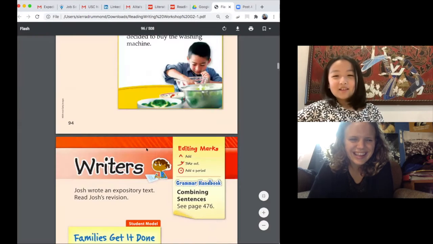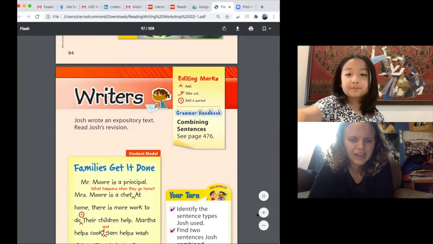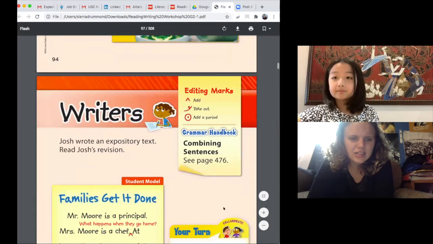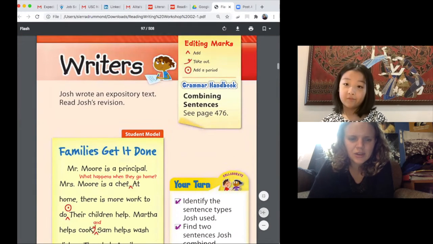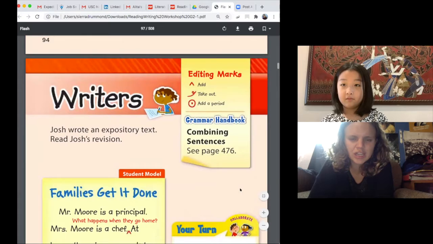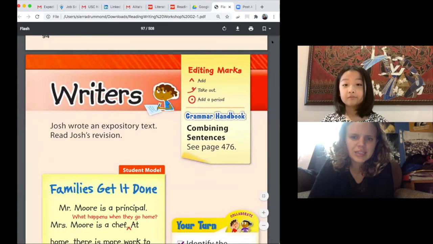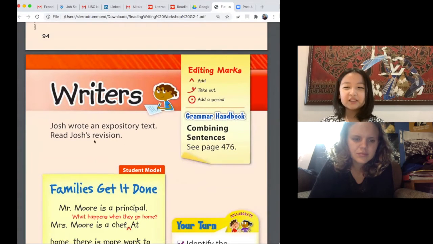Alright. Okay, so let's talk about writers. Josh wrote an expository text. Read Josh's revision. Do you know what the word revision is? Revision, not right. Okay, that's okay.